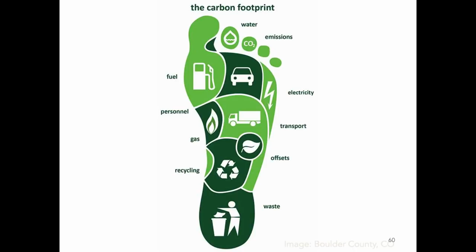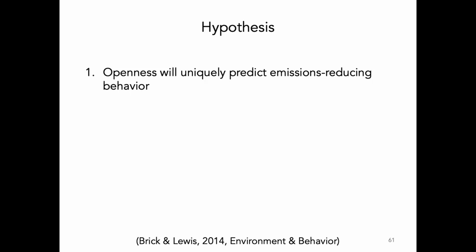One of the problems with previous work in this area was that the behavior measures were kind of strange. So I constructed a new one, and I looked at all kinds of different behaviors that are associated with greenhouse gas emissions. You can see they differ: transportation choices, water usage in the house, and all sorts of things. And we hypothesized that openness would uniquely predict emissions-reducing, pro-environmental behavior. This project was done with Gary Lewis, who is a psychologist at London.